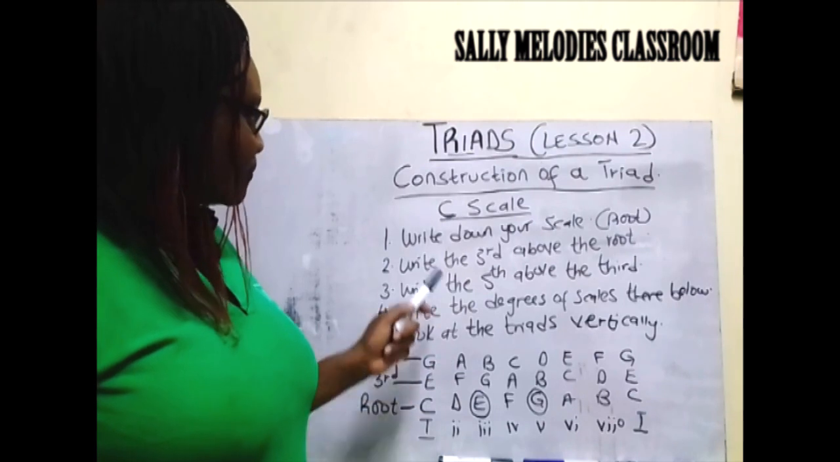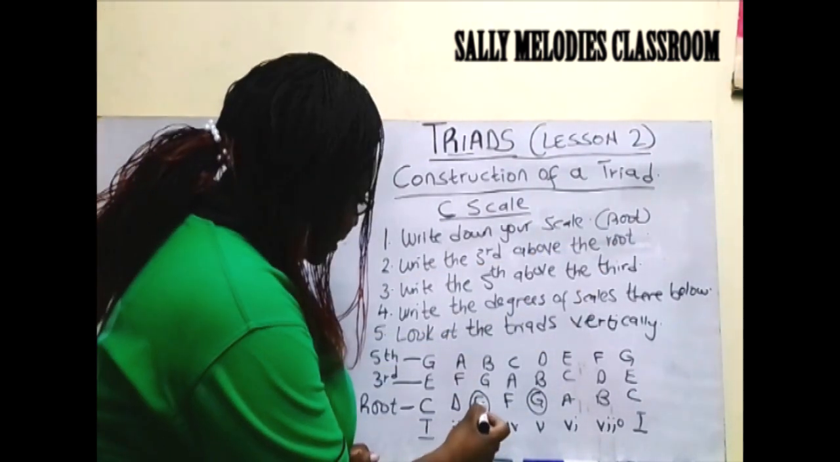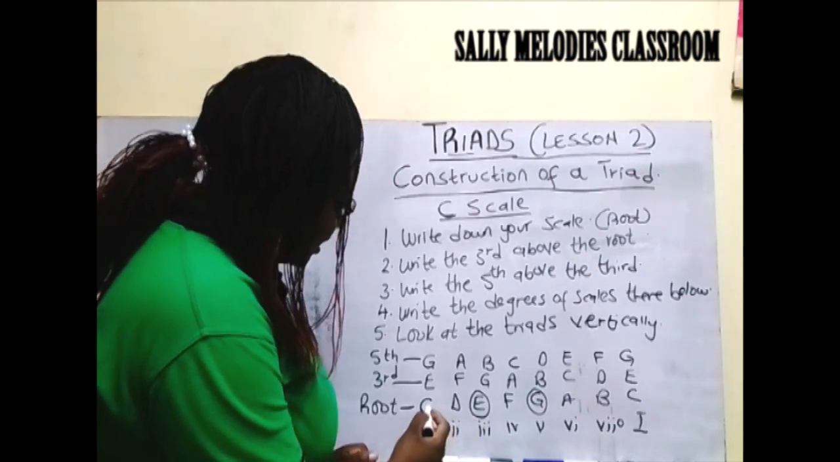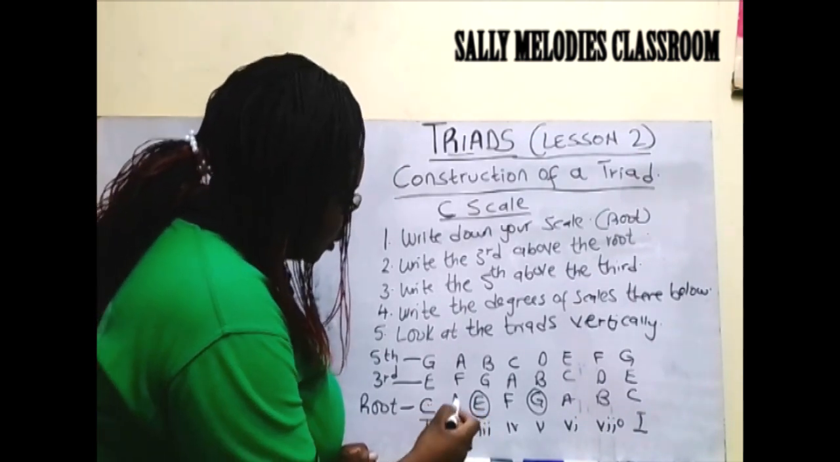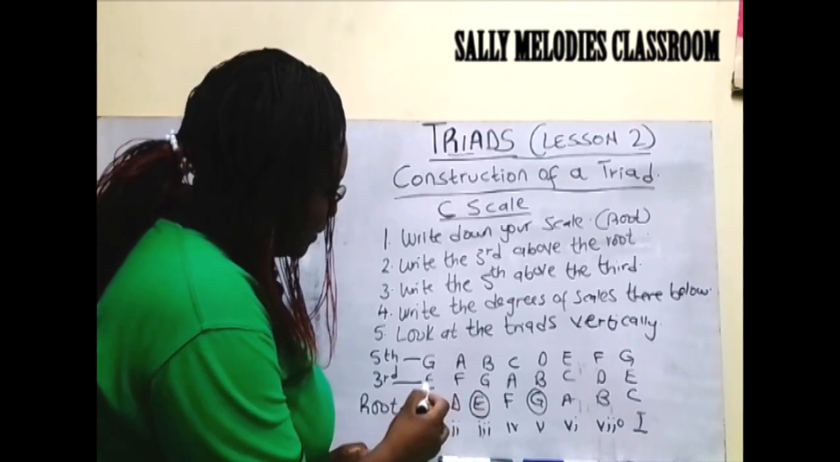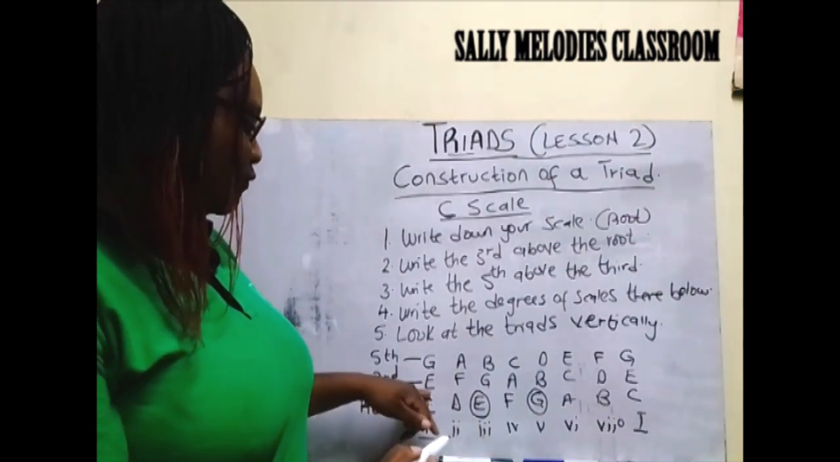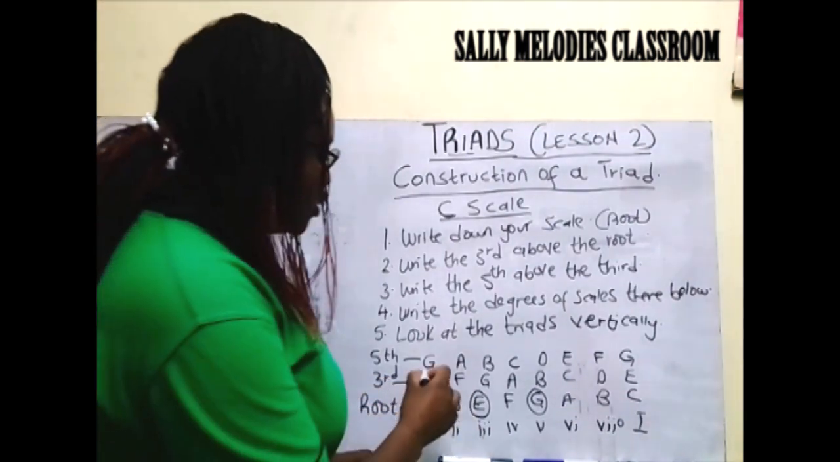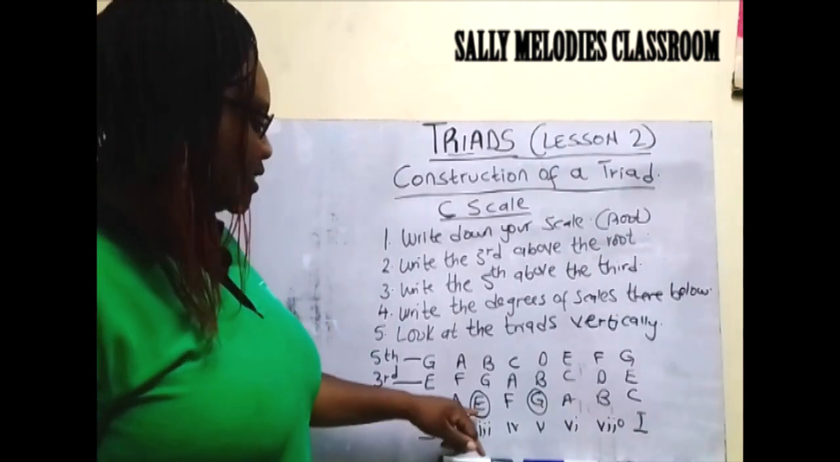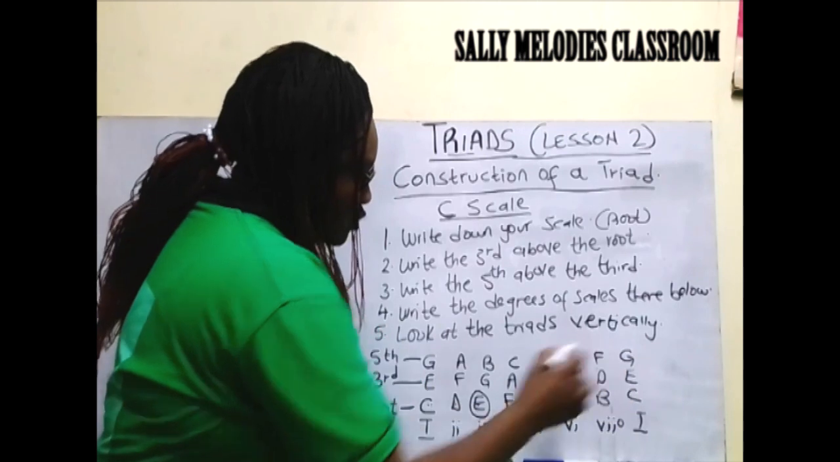And then, write the third above the root. Your third is this one. The third of C is E. 1, 2, 3. This is the third. You take this third, you come and put it on top of the root. And then you complete that scale. It is E. So you write the scale of E all the way to the end.